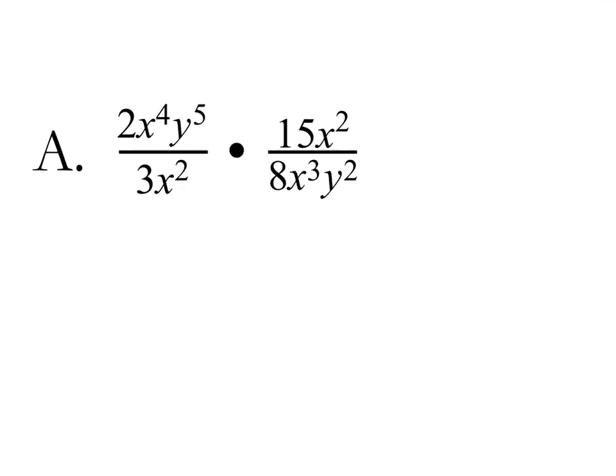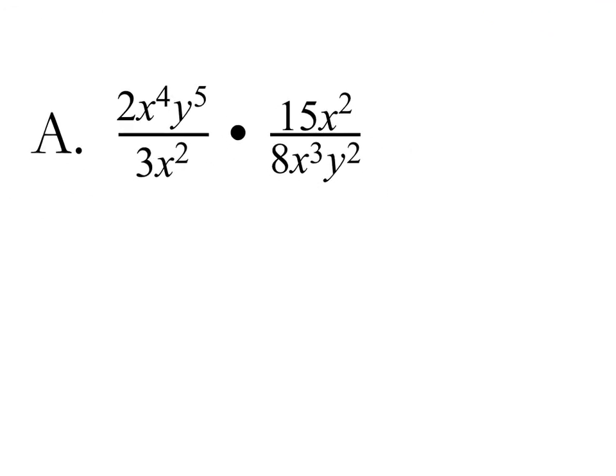As I look at part A here, I want to multiply the numerators together. I'm going to multiply, let me highlight it here so we can see what's going on, 2 times 15. 2 times 15 is 30. Let's go ahead and deal with our x's. X to the 4th times x squared will be x to the 6th. And finally, I have y to the 5th in my numerator.